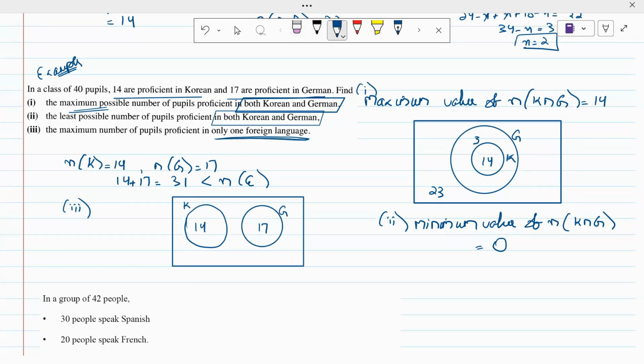So altogether 14 plus 17, it would be the maximum value of n of K plus n of G, which is equal to 14 plus 17, and that is 31.